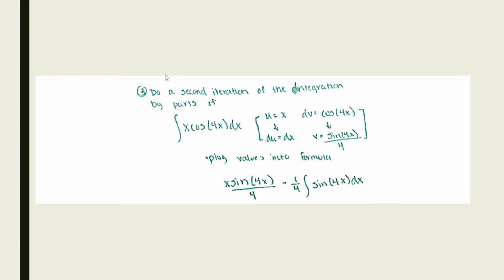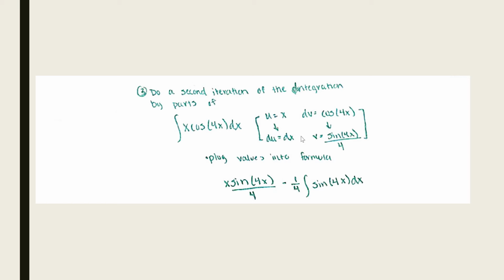The third step to solving this problem is to do your second iteration of the integration by parts. So we're trying to integrate the x times cosine 4x dx, and so we need to find our u and dv values. The u value I chose was x because it differentiates to 1, which just leaves us with dx. And the dv value I chose was cosine 4x because that integrates to sine 4x over 4.